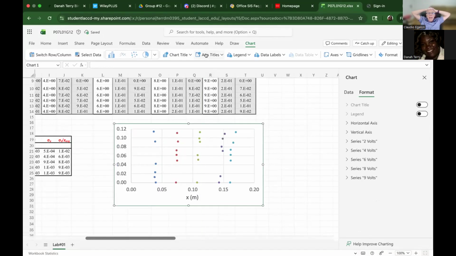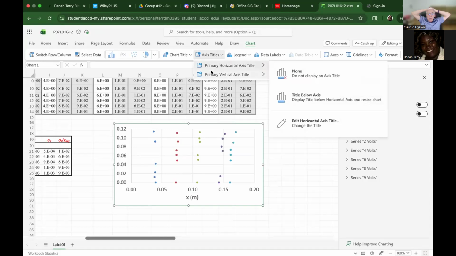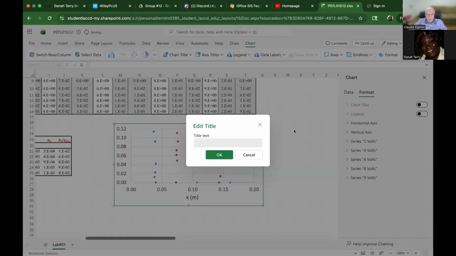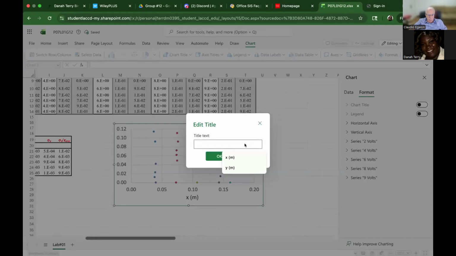Good. Go back in the axis title. Let's see. Primary vertical axis, right? Now, go step by step. See that? Rotate title, vertical title, horizontal title. Display axis title horizontally and resize chart. Vertical title, display axis title with vertical text. Yeah, you want the vertical title. Now you repeat what you did. Yeah, good. Let's see how it looks now.